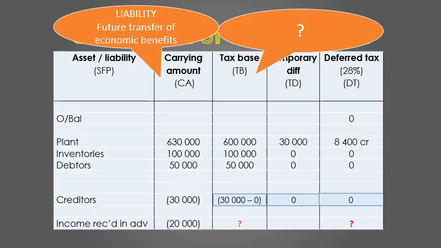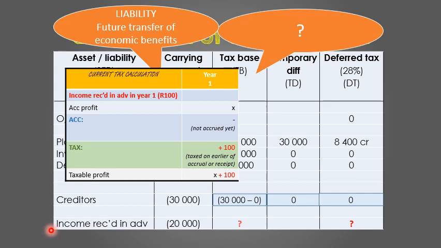Now, for income received in advance, we are first going to think about it logically before we apply this formula, so that I can convince you that we do need this separate formula for this type of liability, income received in advance. So let's think about what our current tax calculation will look like if we do have income received in advance. So in year 1, we received some income in advance.